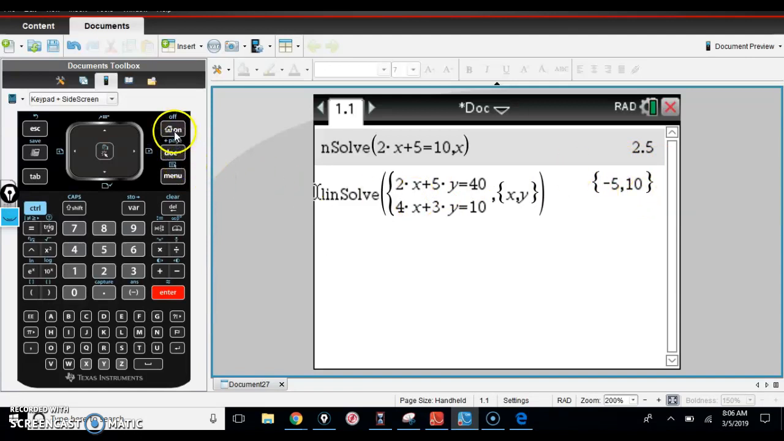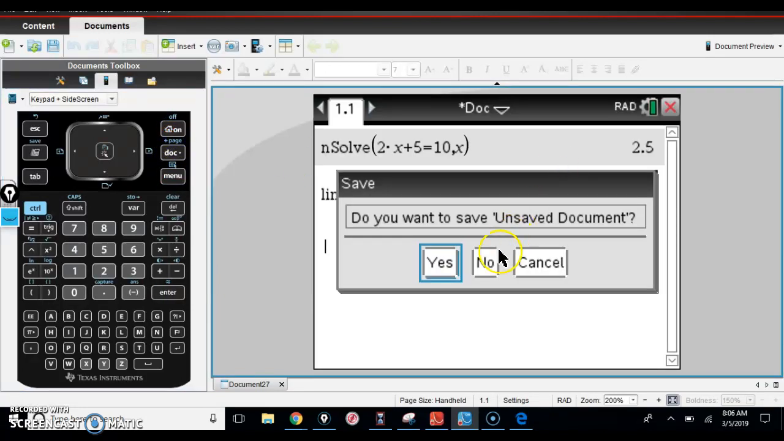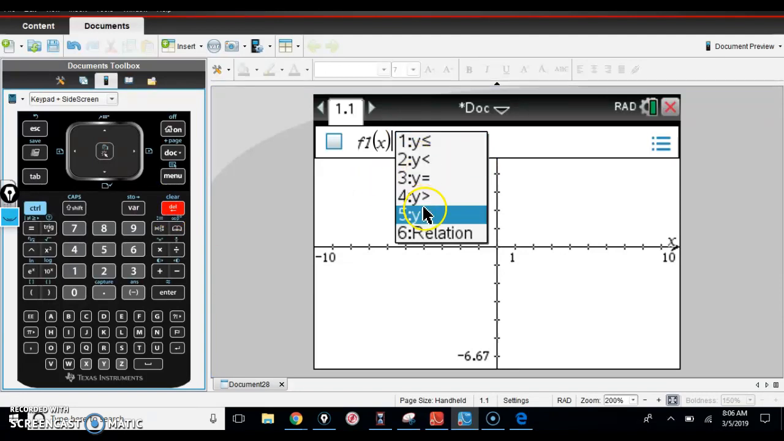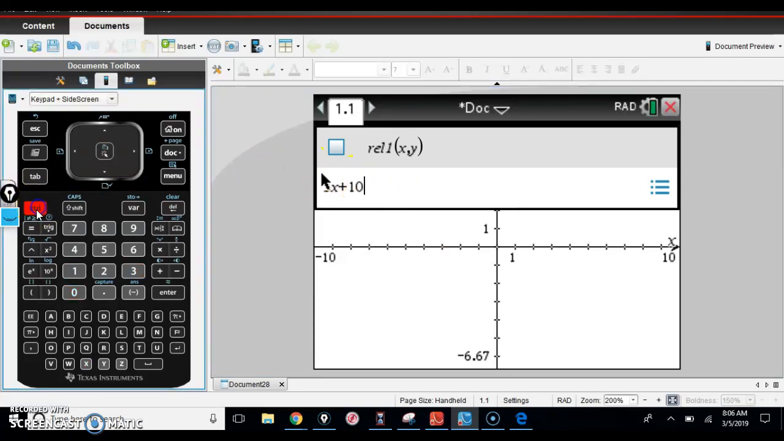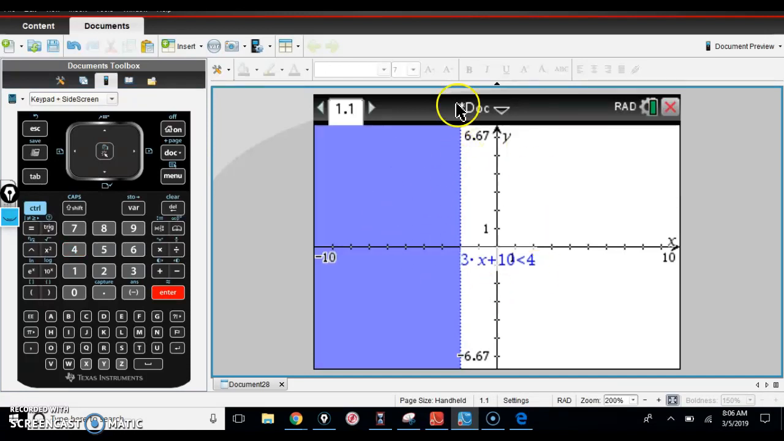Now let's talk about solving inequalities. There is no nsolve or anything like that for that. So what you would need to do is you would need to graph them. Again, we need to click delete so I can put inequalities. Let's say that I have 3x plus 10, and then to get my inequality symbols, I hit control equals, is less than 4. Okay, I'm going to go ahead and graph that, and I get this.